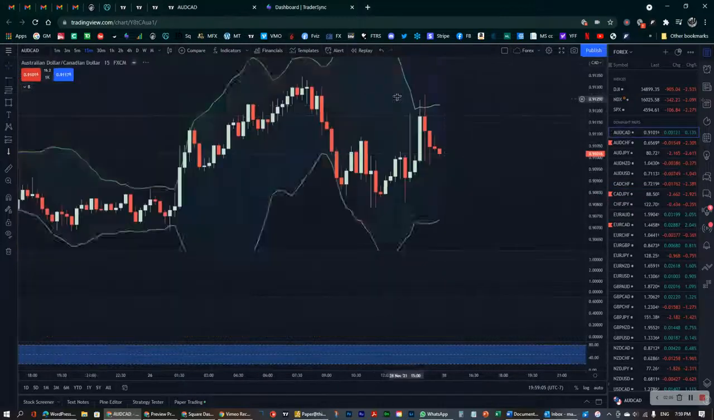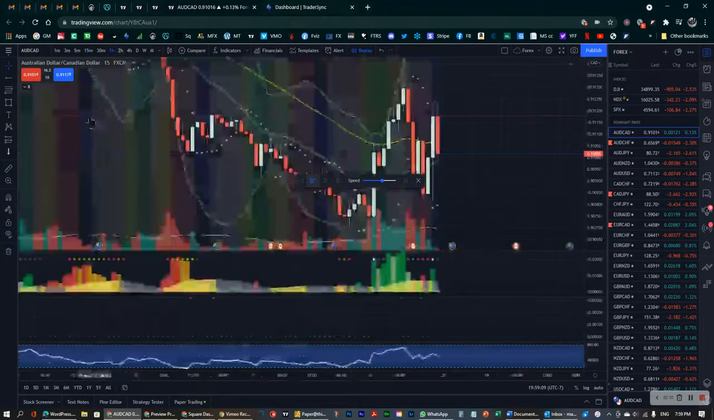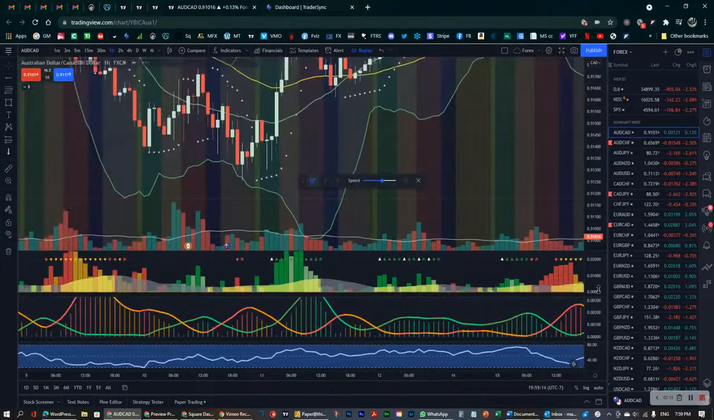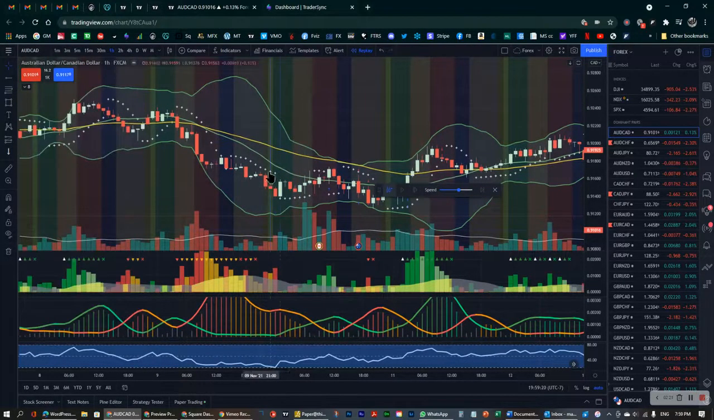But if I go to Aussie CAD, go to replay, I believe it was November 9th. Let's go ahead and auto here. And it was this low base here. So what I'll just do is kind of draw the base. All right, there's the base.